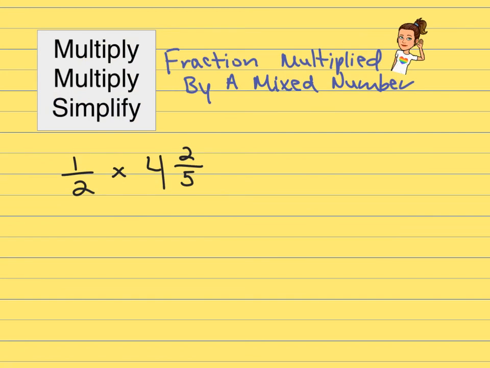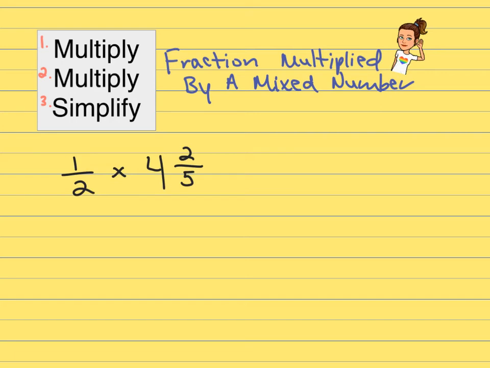With this last set of problems, we're following the same algorithm. Our first step, multiply the numerators. Second step, multiply the denominators. And the third step, simplify if necessary. Well, sometimes we have a fraction that is multiplied by a mixed number. Here's how we solve this problem.